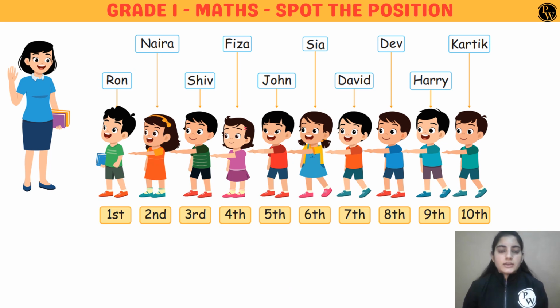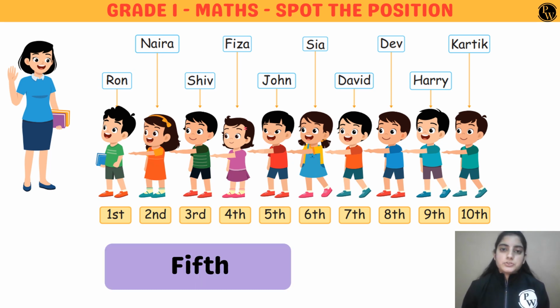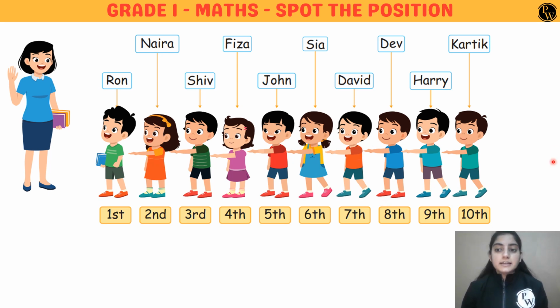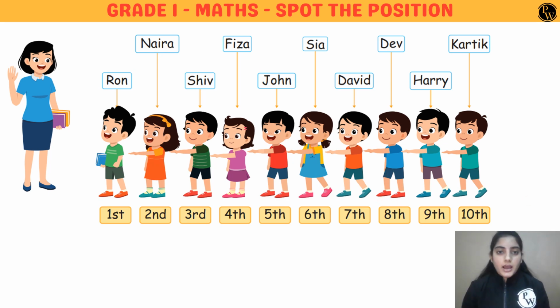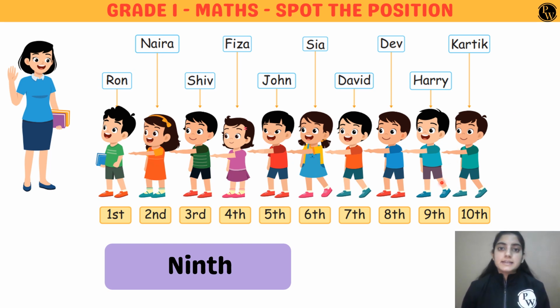Yes. In the same way, we can say John is standing in the fifth position. In which position? Fifth position, correct? Yes. Now we can say Sia is standing in the sixth position, correct? Yes. And David is standing in the seventh position. Well done. Now let's identify the position of Dev. That is eighth, right? So we can say Dev is standing in the eighth position. Now let's find the position of Harry. That is ninth. So we can say Harry is standing in the ninth position. And where is Karthik standing? Correct. Karthik is standing in the 10th position. In which position? 10th position.